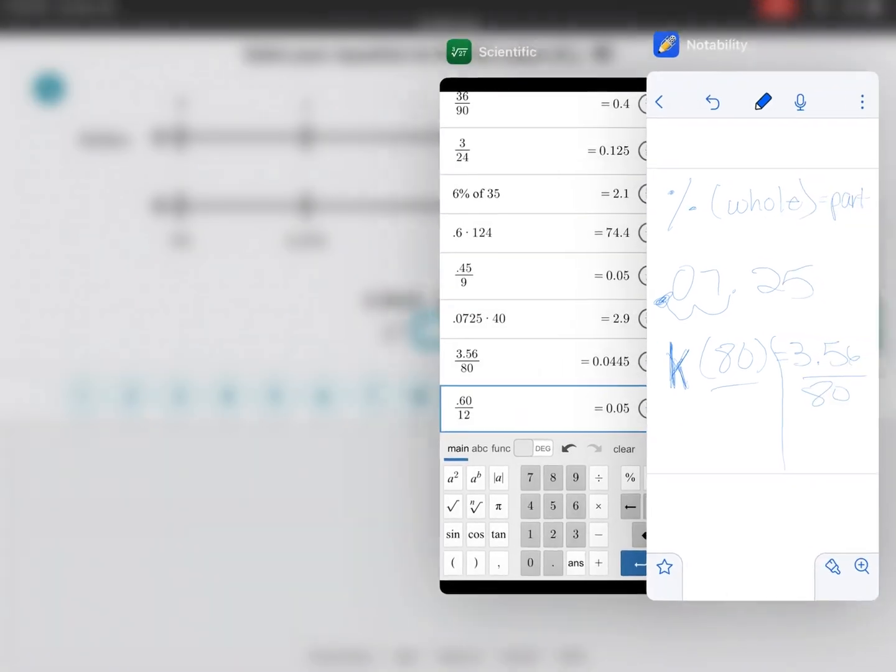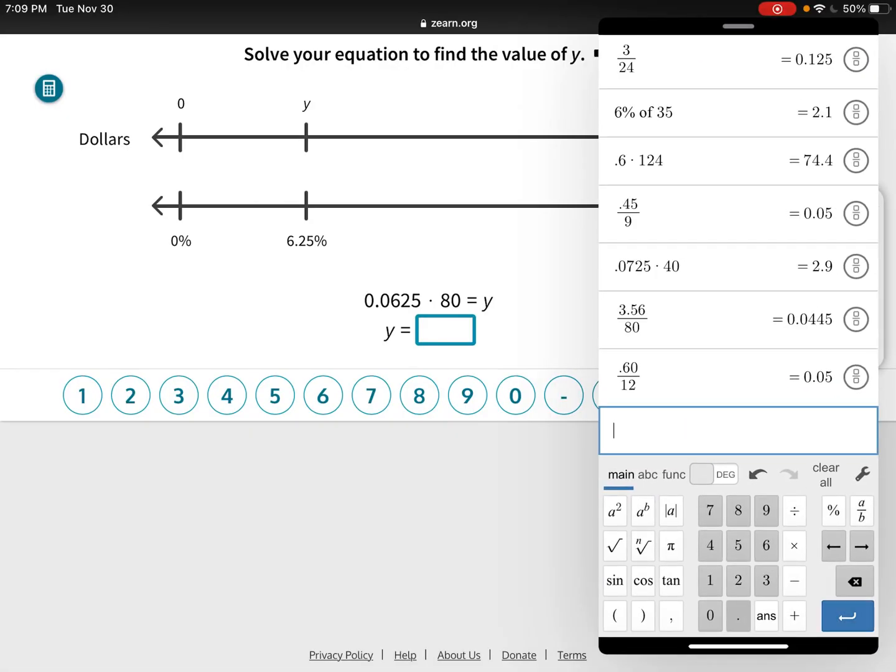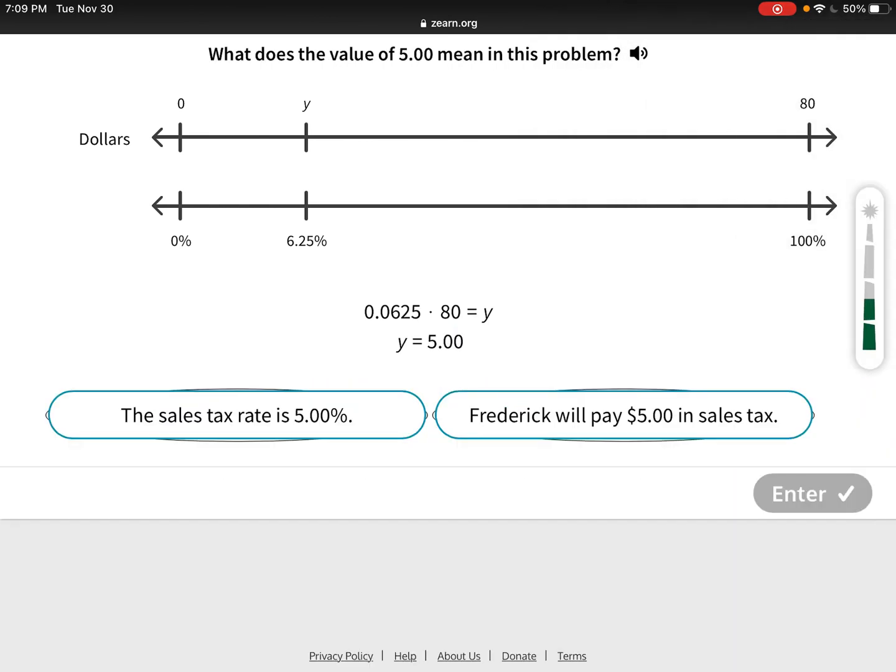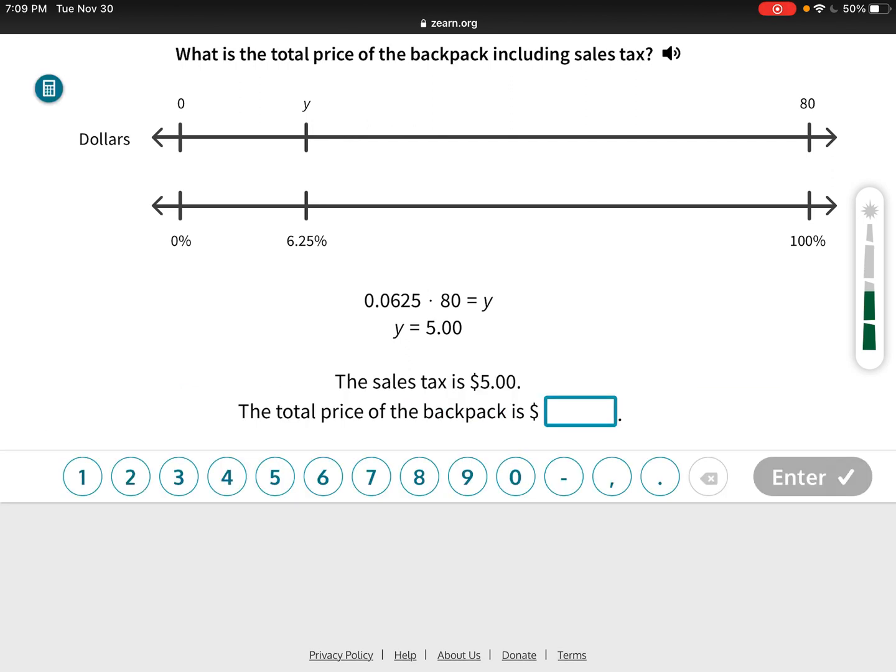So then we take 0.0625 times 80, and that equals 5. So looking at a double number line, we know that he's paying $5 in sales tax. The rate is not 5%, okay, because it's on the top line. We are paying $5 extra, which means the jacket would actually cost us $85.